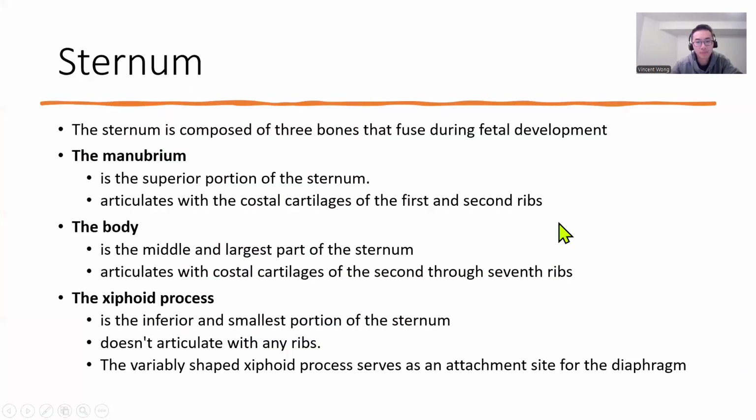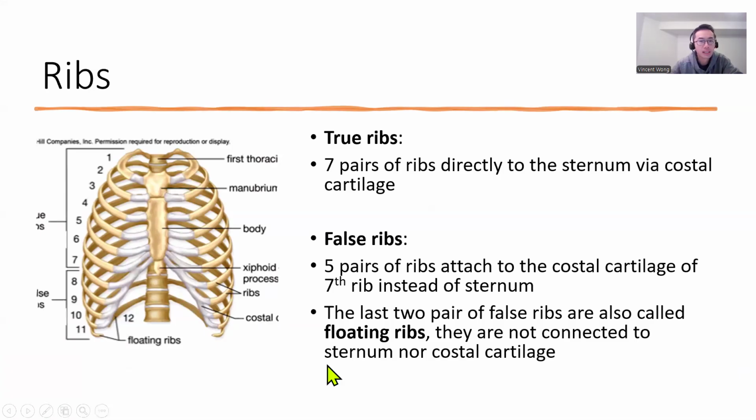Okay, so that's the sternum. The ribs. 12 pairs of ribs, number 1 to 7, we call them true ribs. And then the false ribs are the rest of them. But actually, there is a mistake here. I should update it. Sorry, I already changed the mistake. The five pairs of ribs are called false ribs, and the last two pairs of the false ribs are called floating ribs. Let me explain on the picture here.